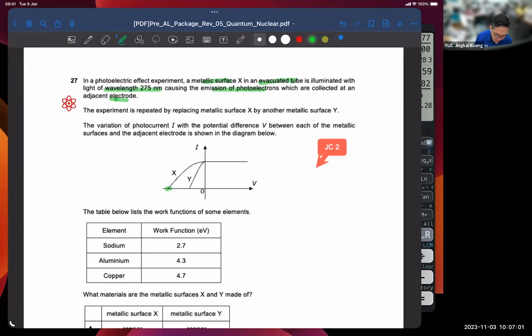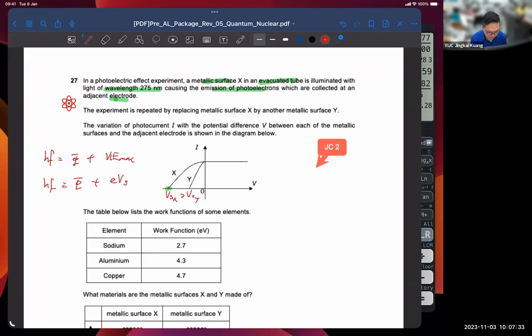So X is here. You can see X has a higher Vs. Vs of X is larger than Vs of Y. Okay, so remember higher Vs here, let's write out the equation again. So this is hf, energy of incoming photon, equals work function plus KE max. And this equals work function plus eVs.